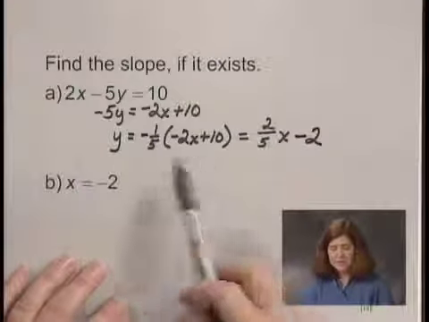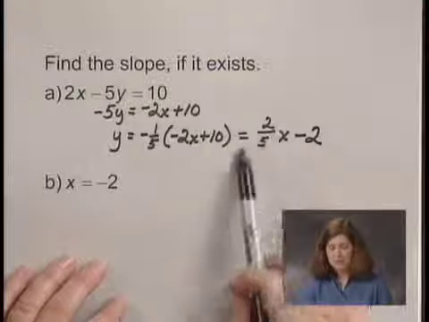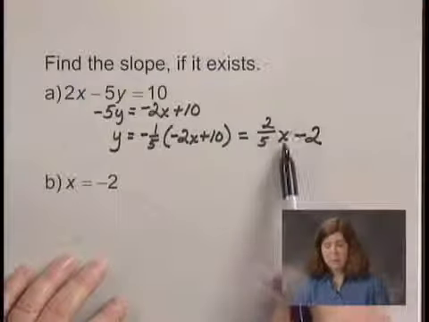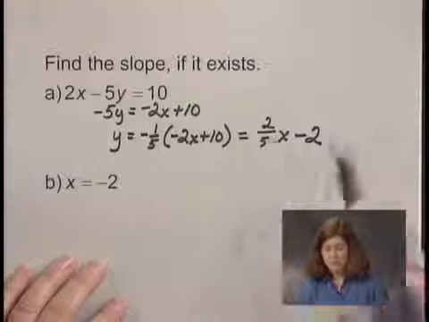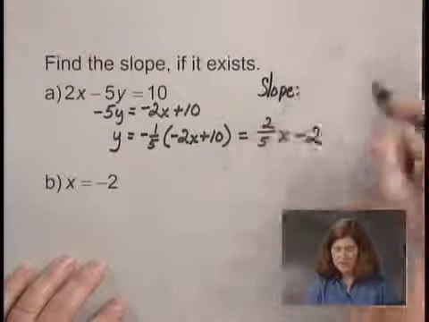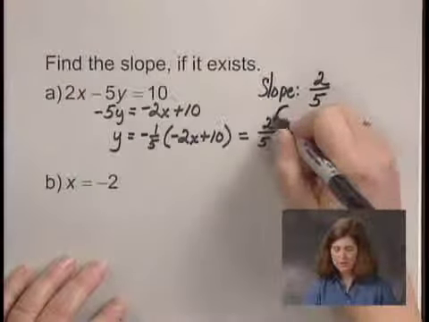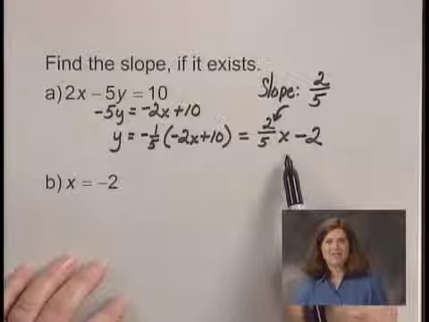Now, this is in the form y equals mx plus b, so the slope is the coefficient of the x term, the number that's multiplied by x. So the slope of this equation is 2/5. And that was simply read from the equation once I'd solved for y.